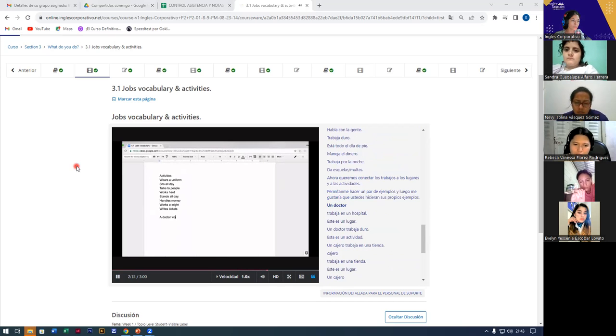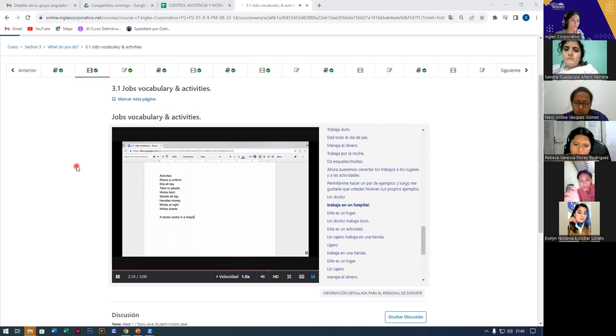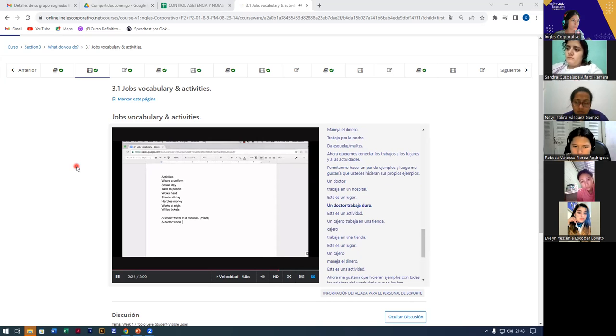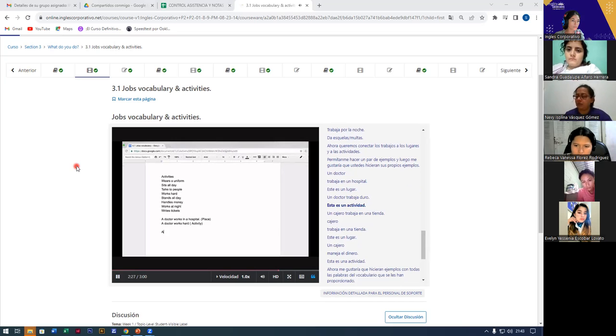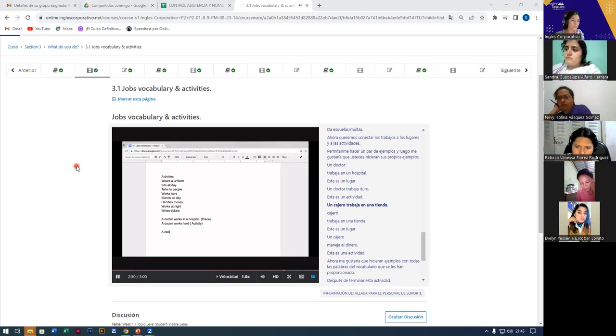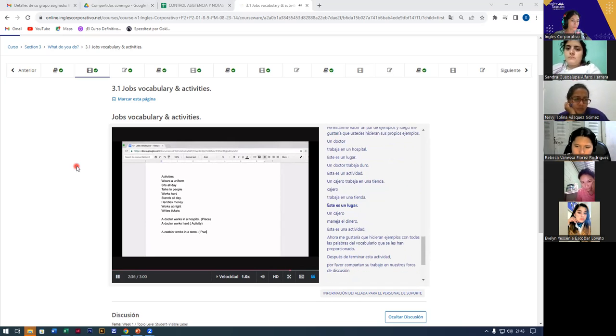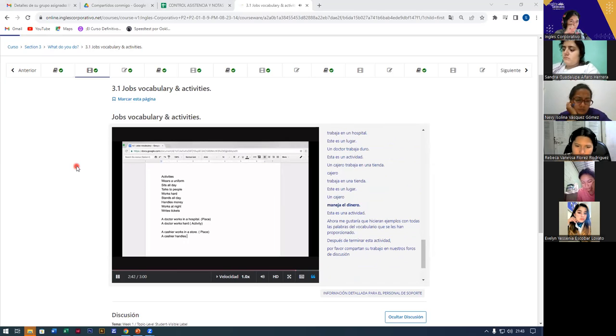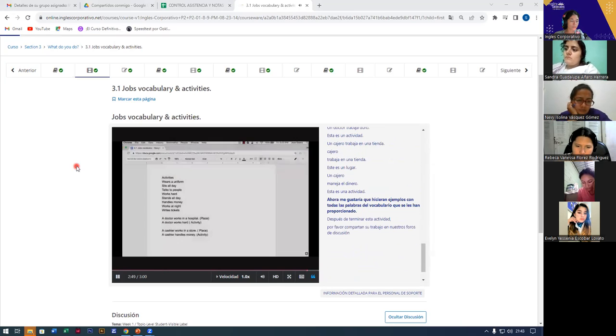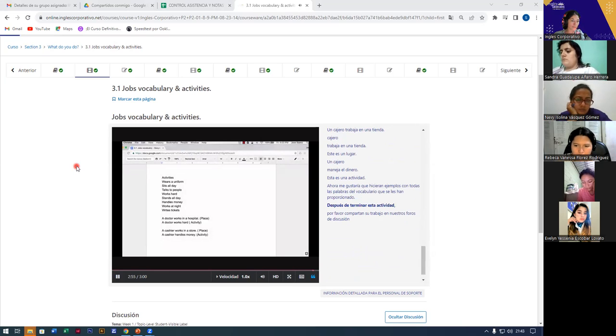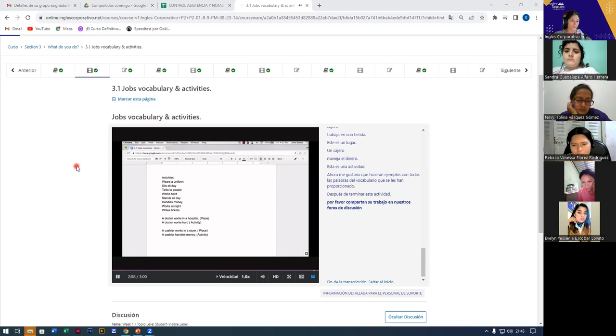A doctor works in a hospital. This is a place. A doctor works hard. This is an activity. A cashier works in a store. This is a place. A cashier handles money. This is an activity. Now, I would like for you to make examples with all the vocabulary words given. After you finish this activity, please share your work in our discussion forums.